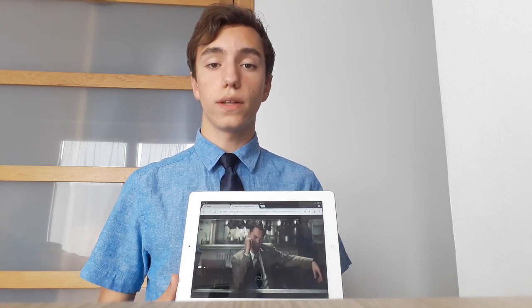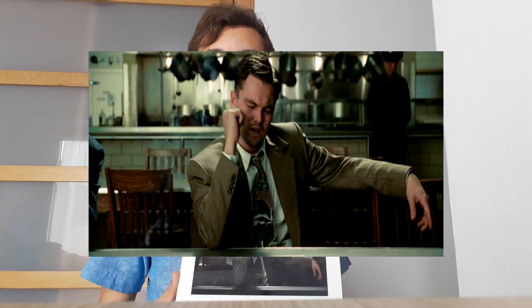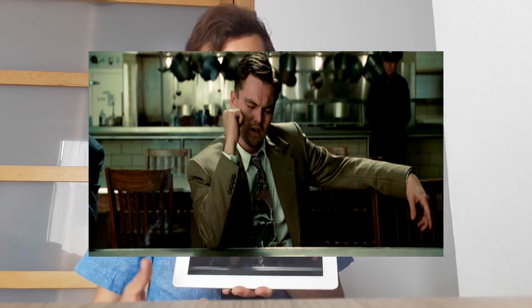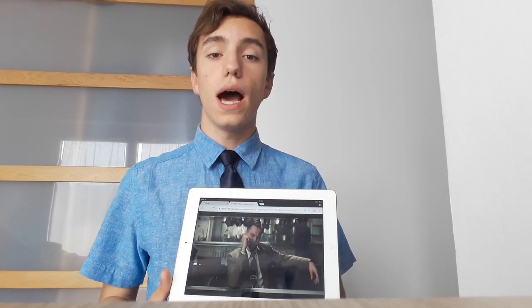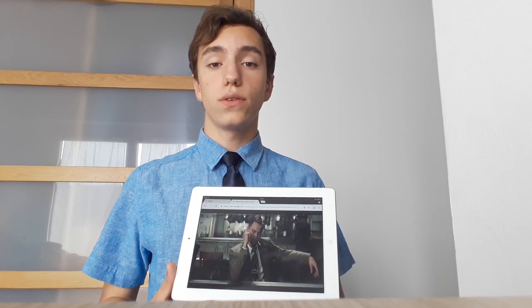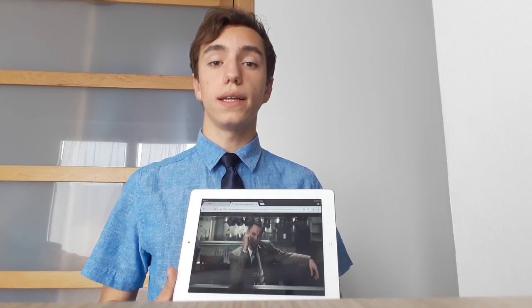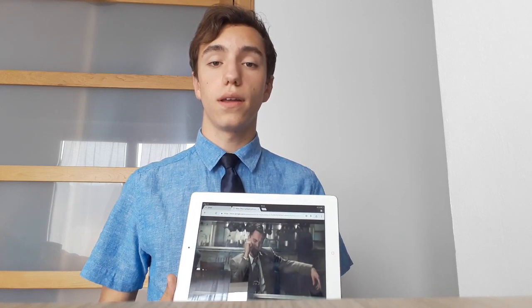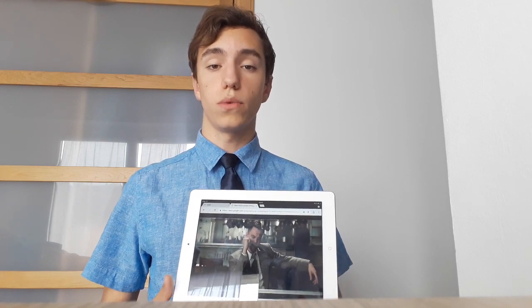Then we have the straightforward shot. The straightforward shot is when the camera is in front of the characters. As a result, it has no dramatic effect, but it brings naturalness to the scene. This is one of the most common shots in cinema.